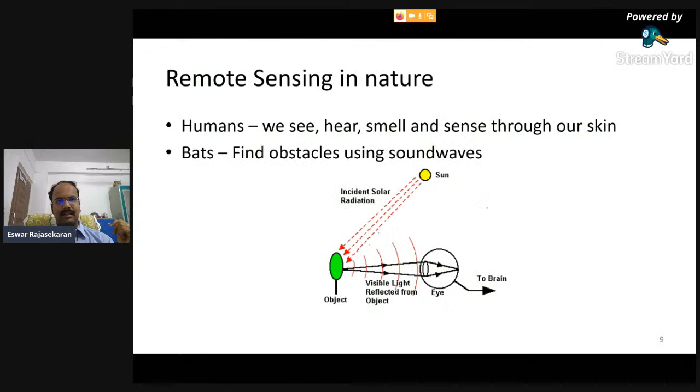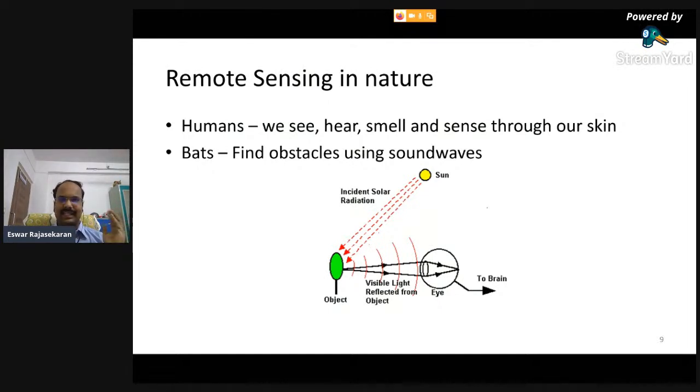Okay, just to give a brief overview of where we experience remote sensing. We do remote sensing actually in nature. The process of our vision itself is remote sensing, because whatever objects we see, we don't go and touch the object to feel it. We can see the object through our eyes from a certain distance, right? So that is remote sensing that we do in nature.